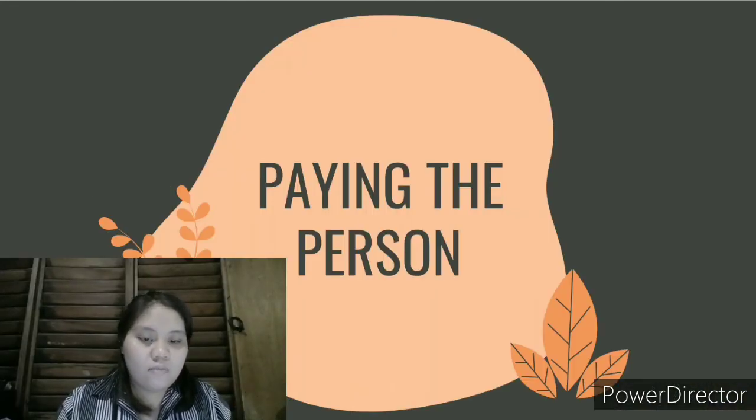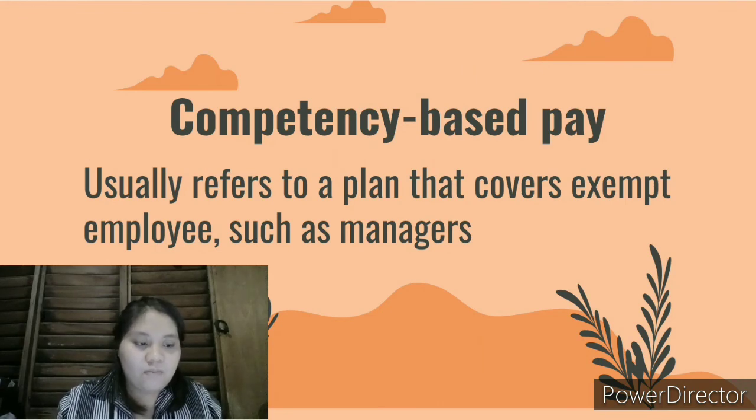Paying the person. A related response to job-based pay structure problems has been to move away from linking pay to jobs and toward building structures based on individual characteristics such as skill or knowledge. Competency-based pay. This usually refers to a plan that covers exempt employees, such as managers. The basic idea of this is that you want employees to learn more skills and become more flexible in the jobs they perform. You should pay them to do it.